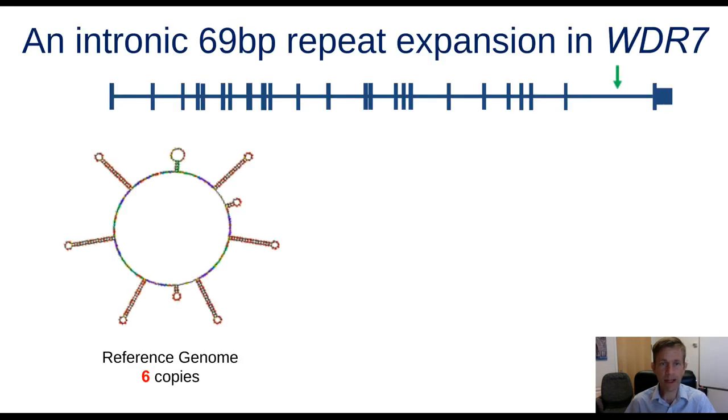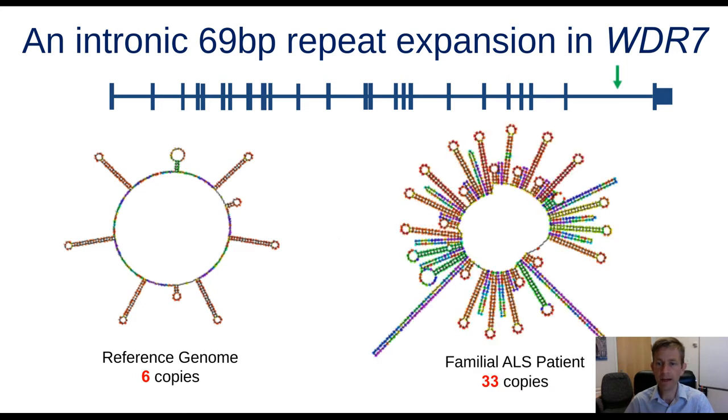And so in our search, we came across this human-specific tandem repeat expansion where each copy of the repeat is 69 base pairs. This is in the last intron of a gene called WDR7, and each copy of the repeat folds into a really interesting hairpin-like structure, where there are regions of self-complementarity and then a loop region, and then a gap and then another hairpin. The reference genome has about 6 copies of this repeat, but individuals in that family had over 30 copies of this repeat.